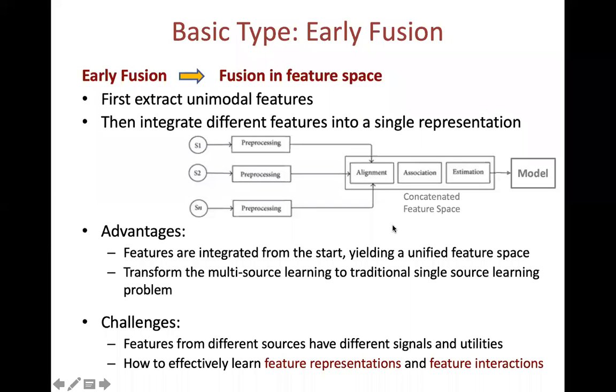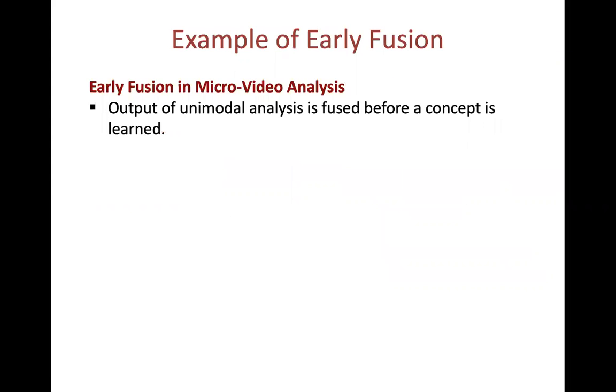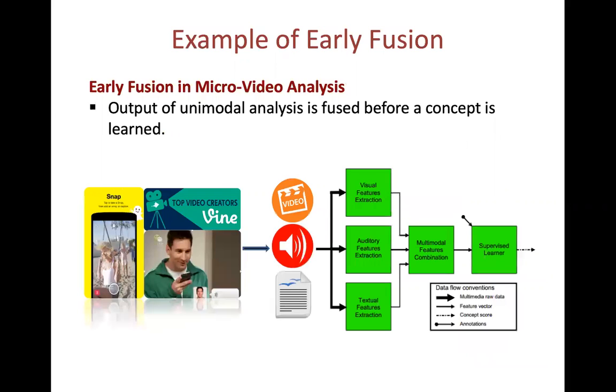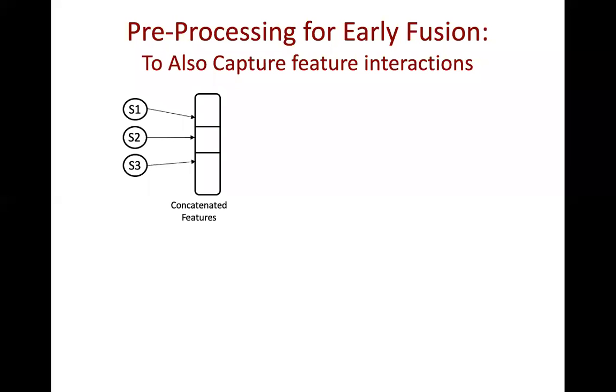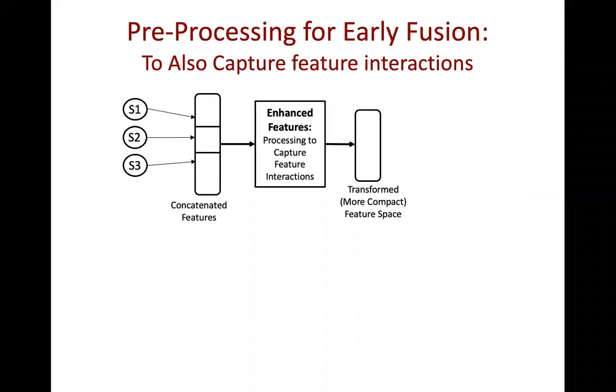Challenges, of course, include the curse of dimensionality, and also how effectively we can learn feature representations and feature interactions. Early fusion is good, for example, for micro-video, or generally visual analysis. The way it can be done is you take video, voice data, and textual data, combine them into a multimodal feature combination, and then use a supervised learning model. So in early fusion, we combine data together.